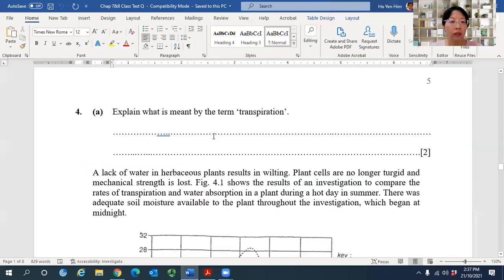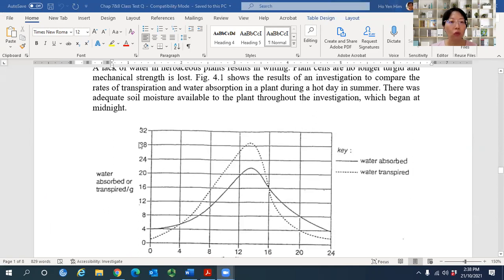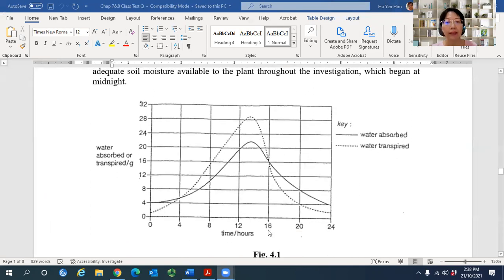Right, so the next question. There's a graph given there, where the y-axis is the water absorbed or transpired in gram. You've got 2 lines here. The solid line is water being absorbed by the plant, the dashed line is water being transpired by the plant, and the x-axis is the timing in 24 hours of the day. That means 12 o'clock is afternoon, when the sun is the highest in the sky and it's very hot, so you can expect the transpiration rate is the highest. So more water is being transpired than being absorbed.